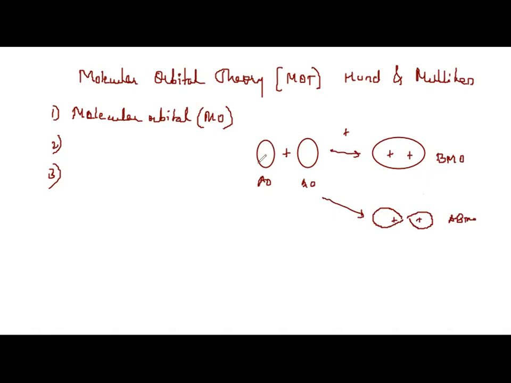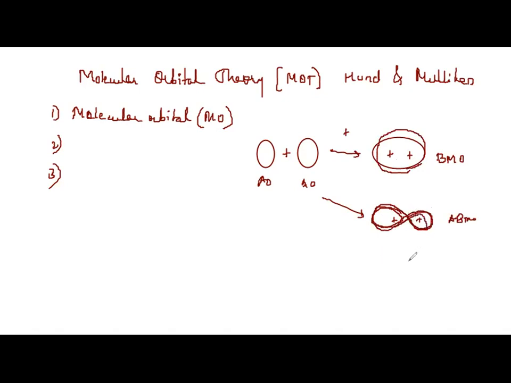Okay. So these are molecular orbitals. Like how in atomic orbitals electrons are revolving around the nucleus, similarly in molecular orbitals the electrons are revolving around the group of nuclei. They are revolving around the group of nuclei like this. Similarly here, they are revolving around the group of nuclei like this.